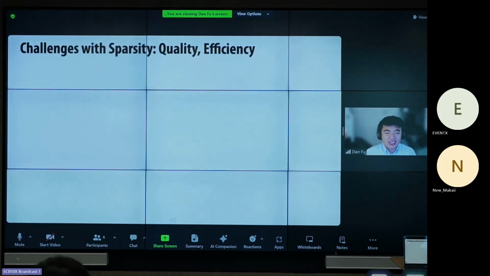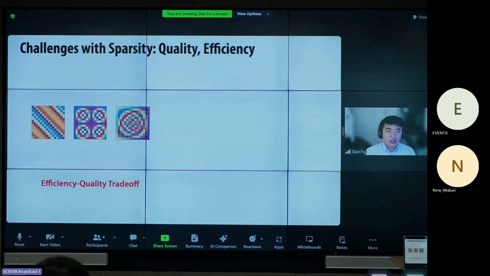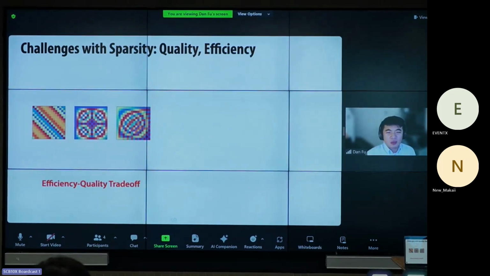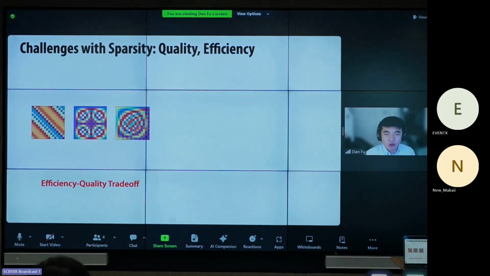Unfortunately, sparsity has two critical challenges. So one, there's this trade-off with efficiency. The more sparse you make your matrix, the fewer FLOPs you have, the faster it can go, but you can't express as many linear transforms.